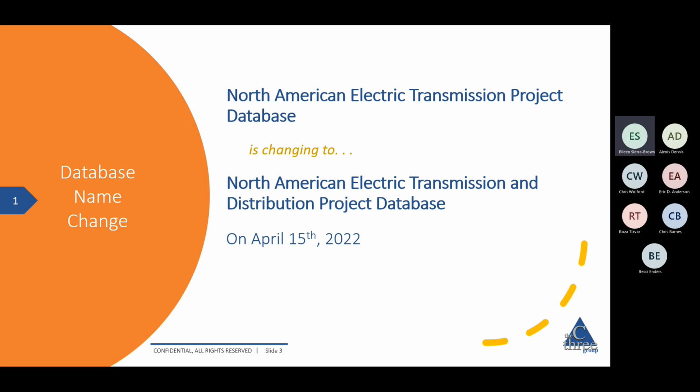So back when we got started in the early 2000s, we had named the database the North American Electric Transmission Project Database. We had never prevented distribution level projects from entering the database, unlike our competitors. However, over time, the transmission database has had larger and larger distribution level programs and projects being captured. So we're updating that name to the North American Electric Transmission and Distribution Project Database.